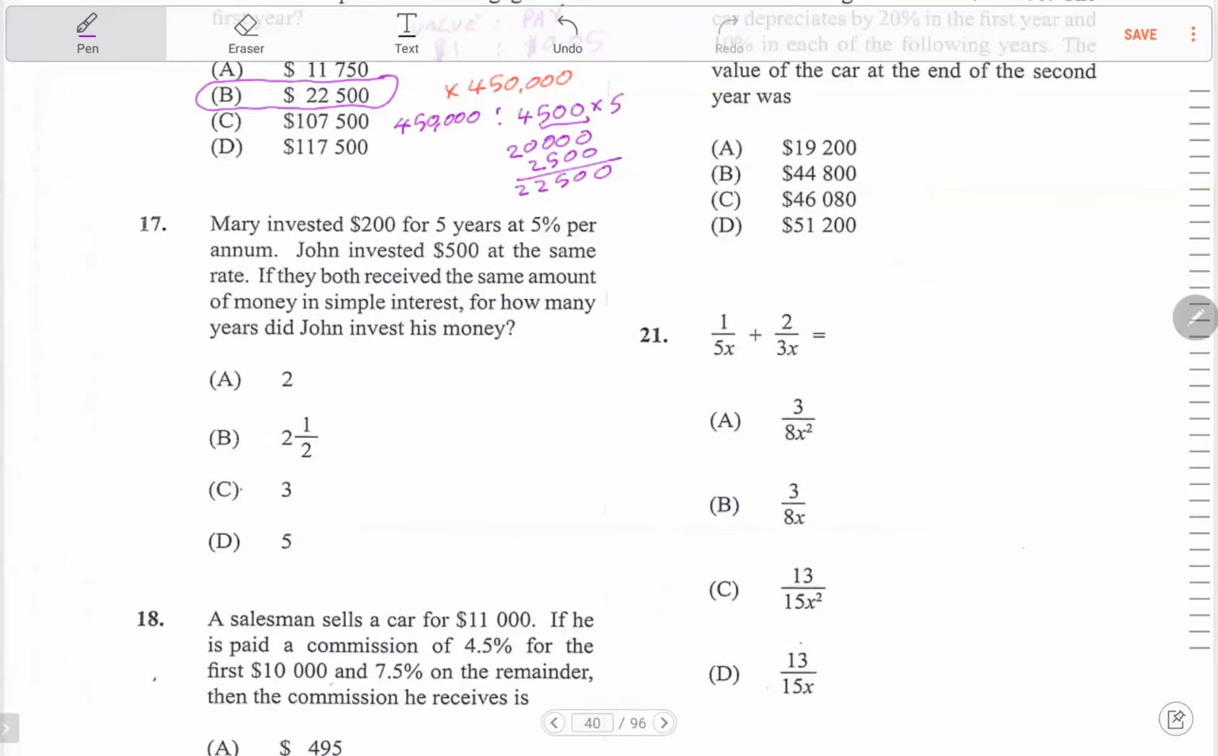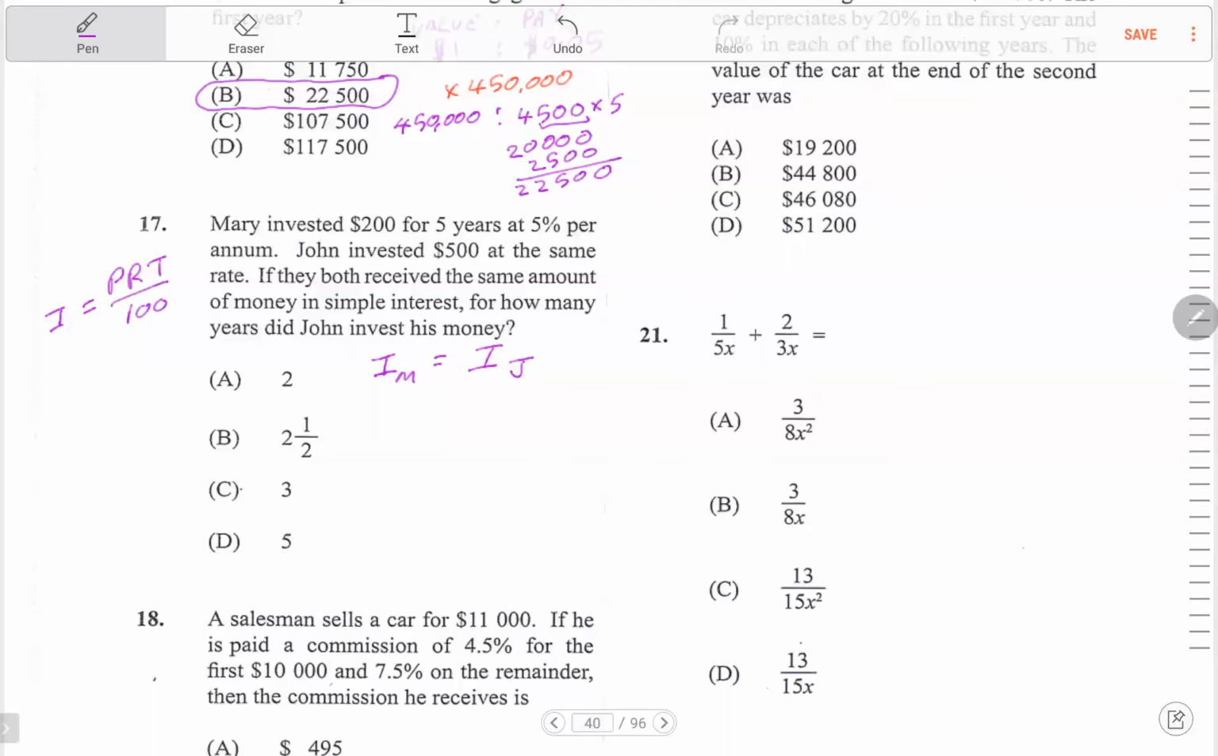All right. So Mary invested $200 for 5 years at 5%. And John invested $500 at the same rate, 5%. If they both receive the same amount of money as interest, how many years did John invest? So basically the interest earned by Mary is equal to the interest earned by John, right? Remember that the interest is PRT divided by 100, all right?